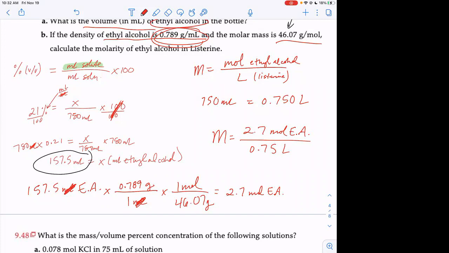I just think this is such a great problem because it combines so many things that we have learned and are useful tools in this course. Density is a big one. Molar mass is a big one. And now concentration is a big one. We're using percent and molarity all in one problem.